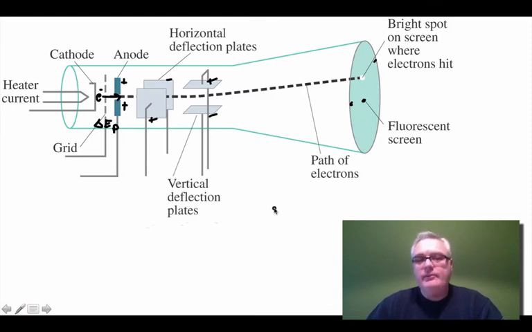Okay, so that's the basics of parallel plates. There's lots of good questions in the textbook for you to try. And as always, if you have any questions, you can ask me in class.